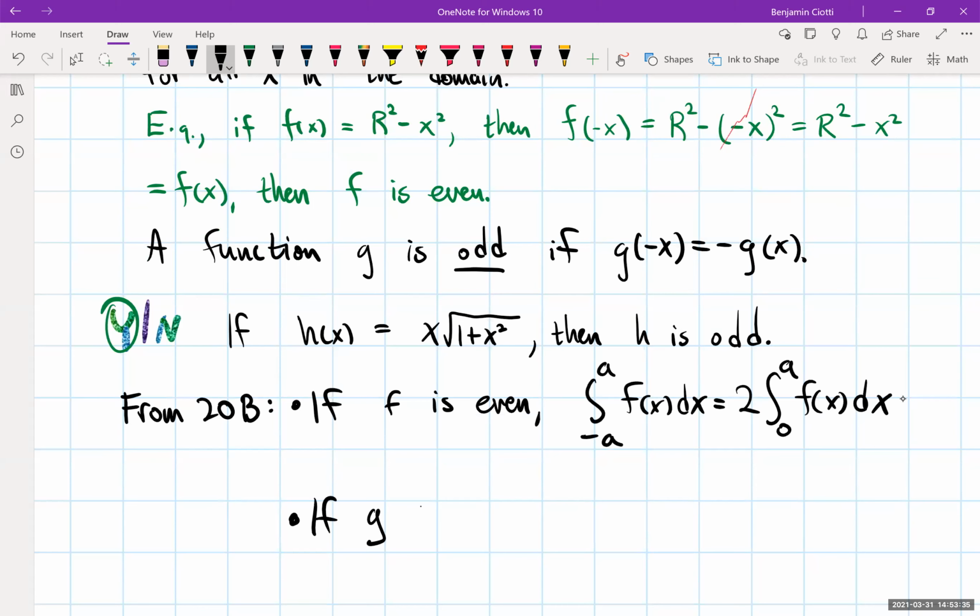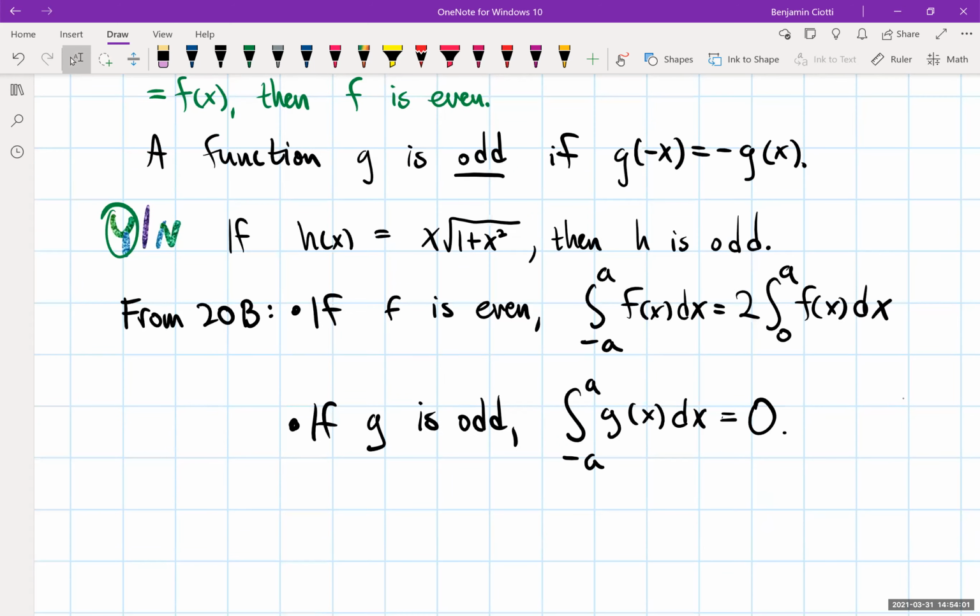And there's a similar one for odd. If g is odd, then the integral from negative a to a of g of x dx is what? Someone tell me what this one is. Zero, good, very good. Those are called symmetry properties, or symmetric integrals of even and odd functions. I just thought folks might have forgotten it. And I guess that's it.